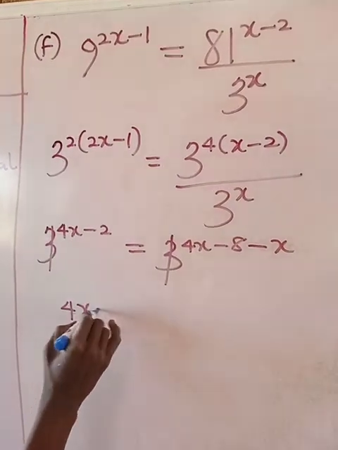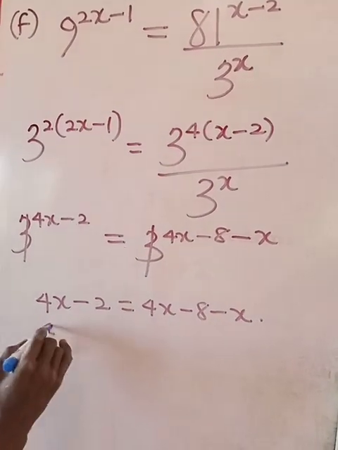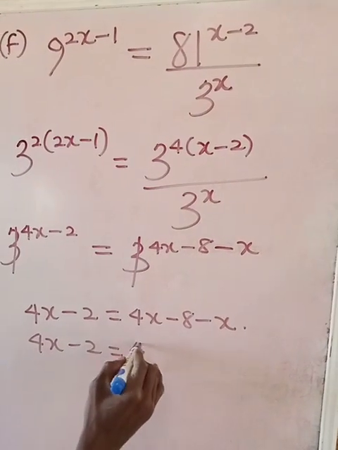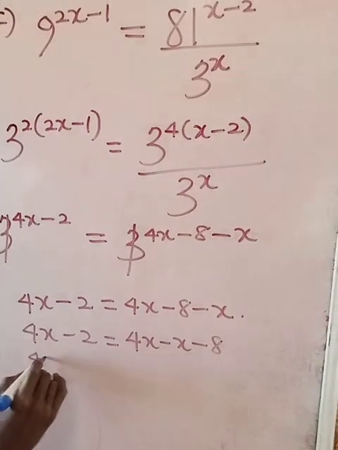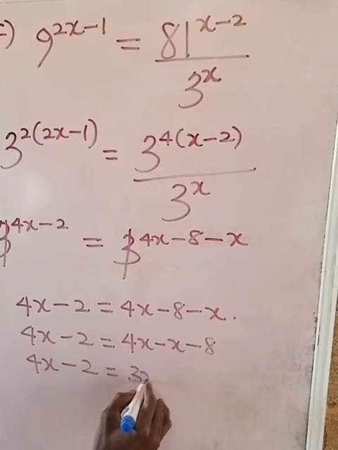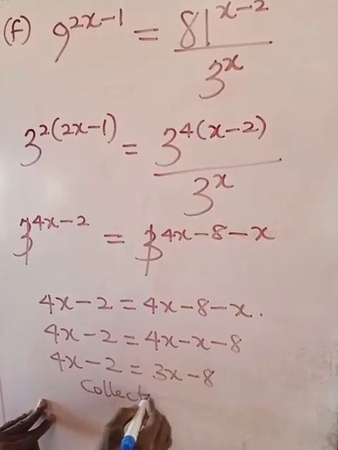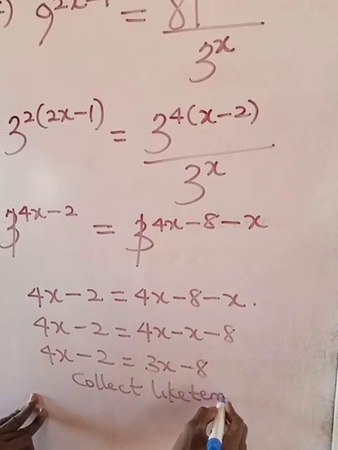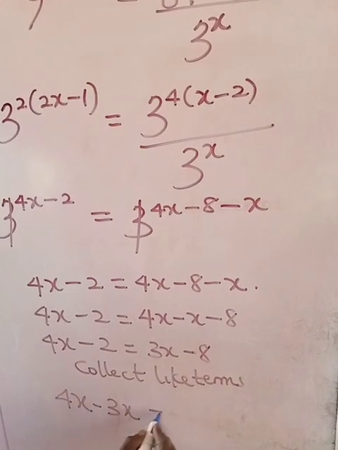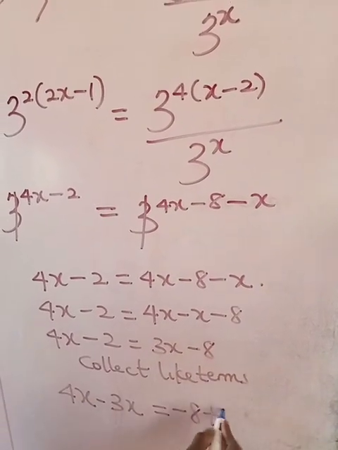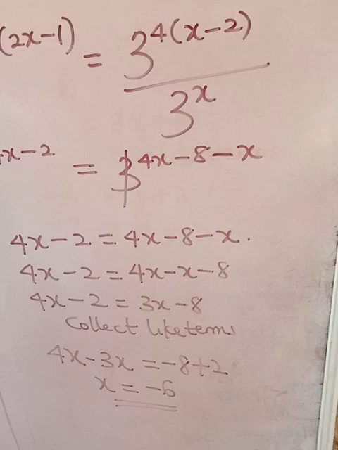Then you have 4x minus 2 equals 4x minus 8 minus x. All right, so 4x minus 2 equals 4x minus x minus 8. I just brought this one here. You have 4x minus 2 equals 3x minus 8. You can still now collect like terms. So you have 4x. When this is coming here, it becomes minus 3x will be equal to minus 8 plus 2. X invariably will be minus 6. I hope this is clear to you.